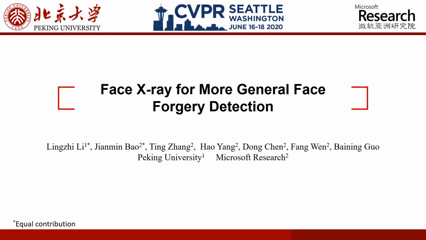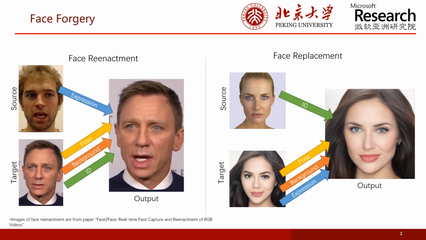In this paper, we propose face X-ray for more general face forgery detection. There are two major types of face forgery, face reenactment and face replacement. For face reenactment, it takes expression from source face. Other attributes like pose, background, identity are taken from target face, while for face replacement, only identity is from source face, and all other attributes come from target face.